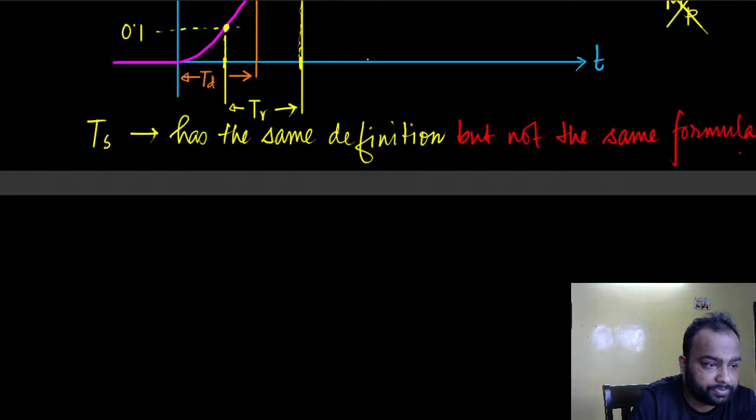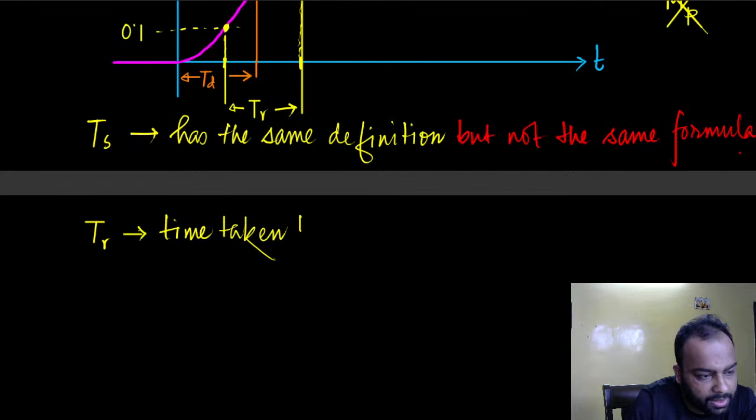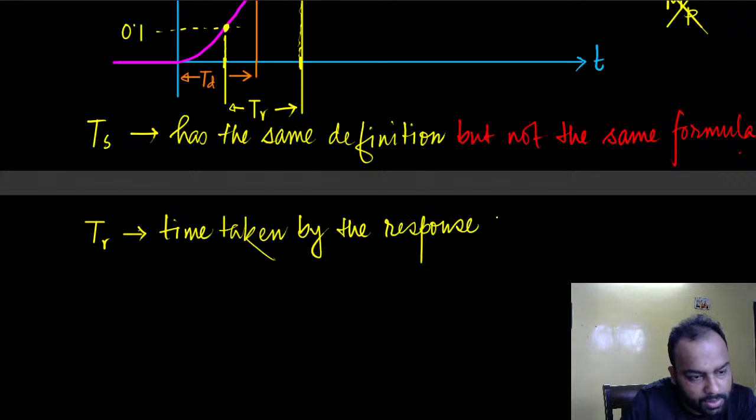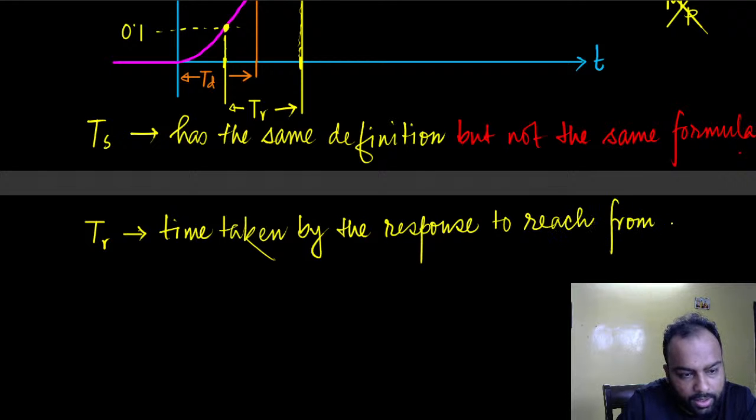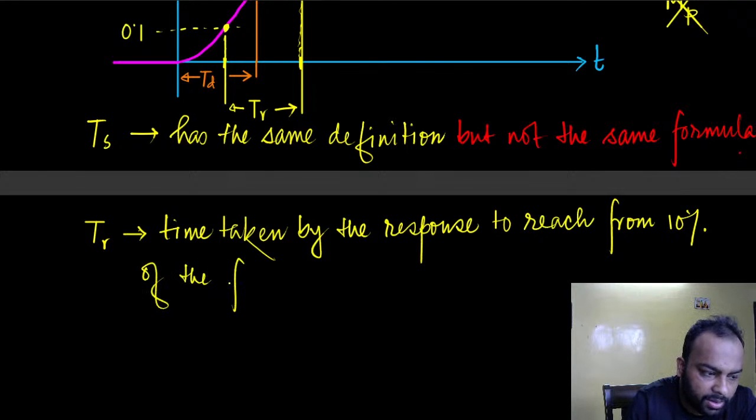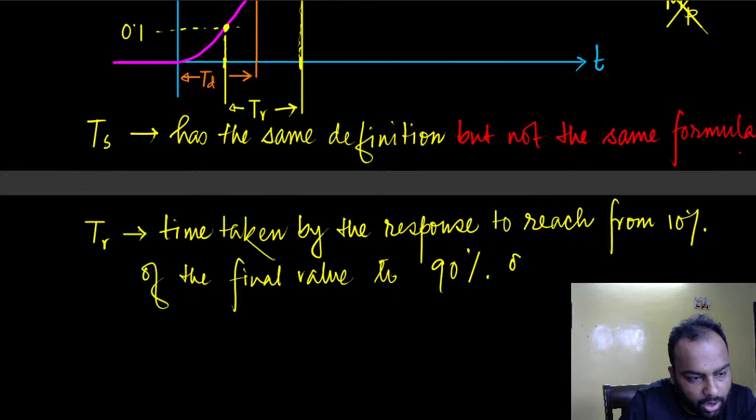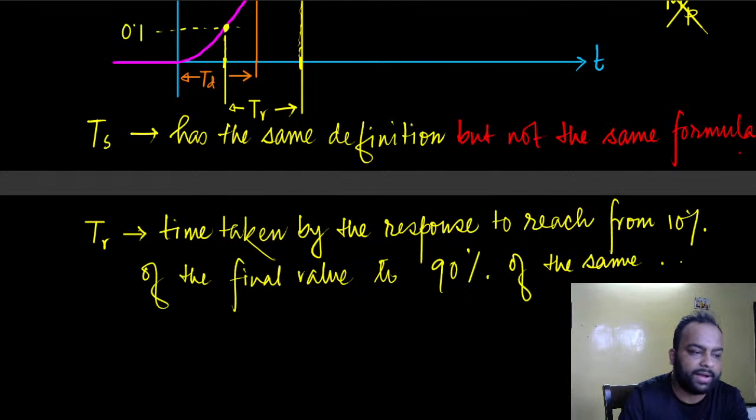So let's write down rise time: time taken by the response to reach from 10% of the final value to 90% of the final value. All right, that's the rise time.